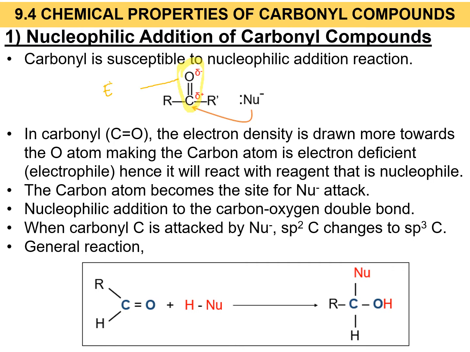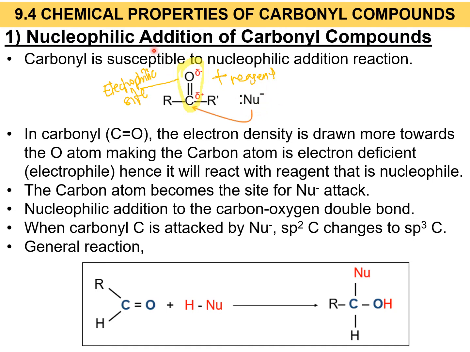So basically kalau C double bond O ialah electrophilic site, so bila dia electrophilic site, dia akan bergabung, dia akan nak react dengan reagent yang jenis nucleophile. Okay. So kalau dia react dengan reagent jenis nucleophile, sebab itulah the type of chemical reaction yang dia boleh buat for the carbonyl compounds ni ialah nucleophilic addition reaction. Okay, sebab dia akan react dengan reagent nucleophile.